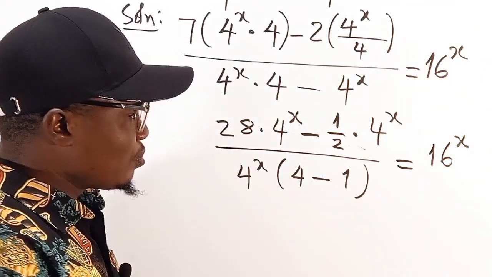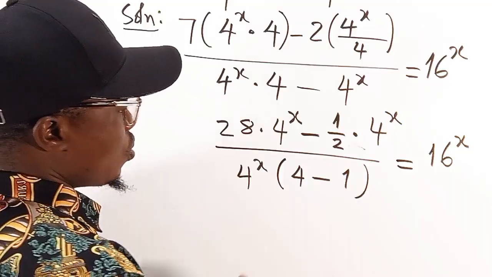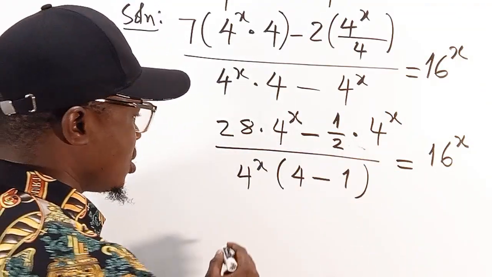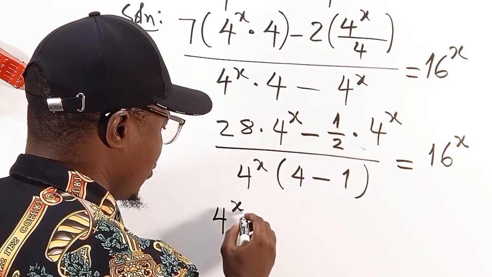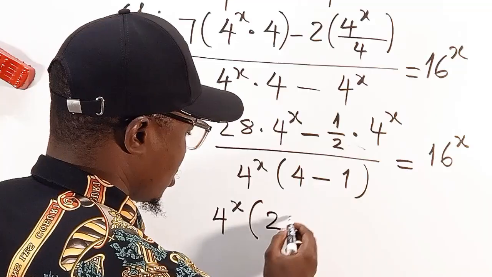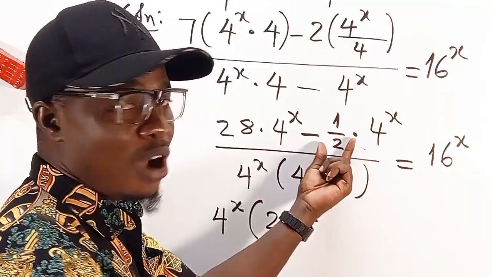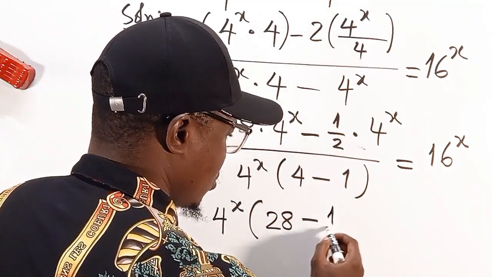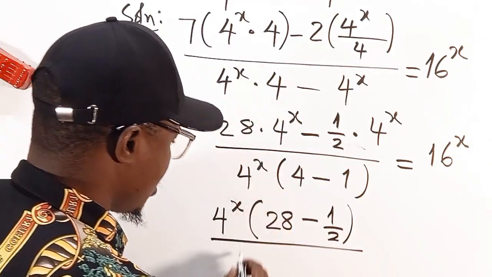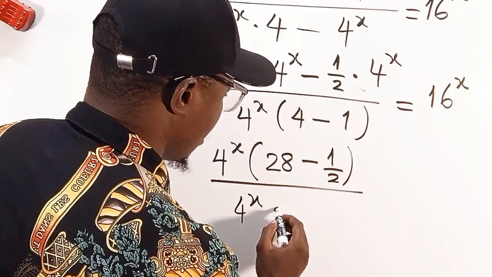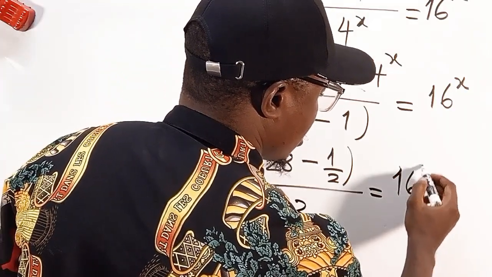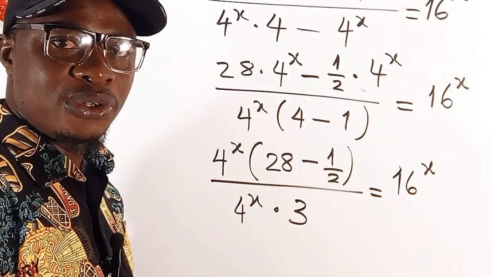Now, we continue from there. So we can see that 4 to the power of x is common. We factor it out. So we have 4 to the power of x into, what we have left here is 28, then take away 1 over 2, all divided by 4 to the power of x. Then multiply 3 equal to 16 to the power of x. I believe you are following.